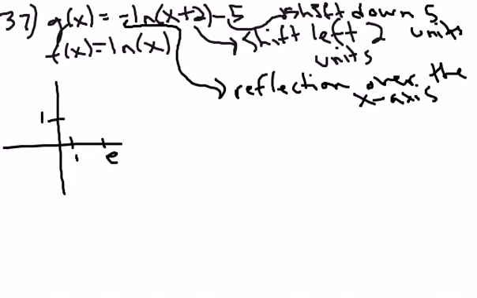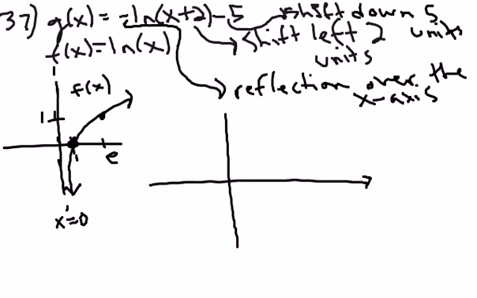So if this is the graph for f of x, ln of 1 is 0. That's the point there. Ln of e is 1. We have a vertical asymptote at 0. So here's the natural logarithm. And then we are going to graph g of x. For g of x, it's f of x reflected over the x-axis, shifted left 2 units and shifted down 5 units.